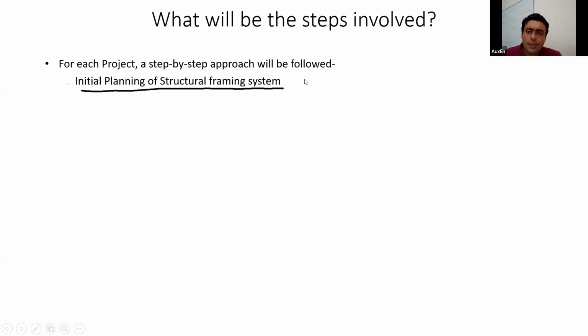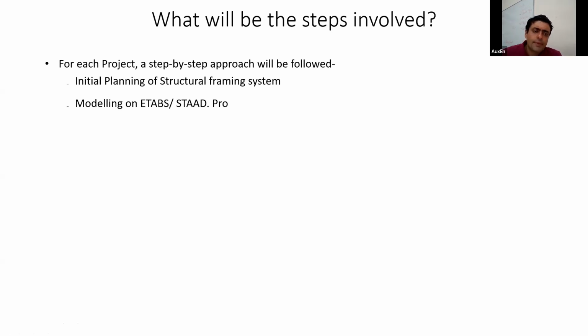Good. Once we do that, what shall be our next step? Once we do our initial planning and decide the structural framing system, we will do the modeling in ETABS or STAAD. Two of the projects we will be doing in STAAD, and two in ETABS. Once we finalize the framing system, we will do a preliminary model on ETABS or STAAD.